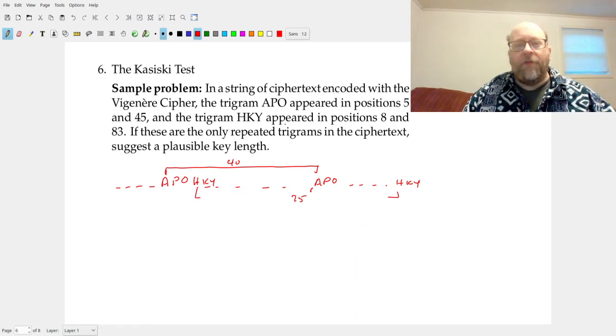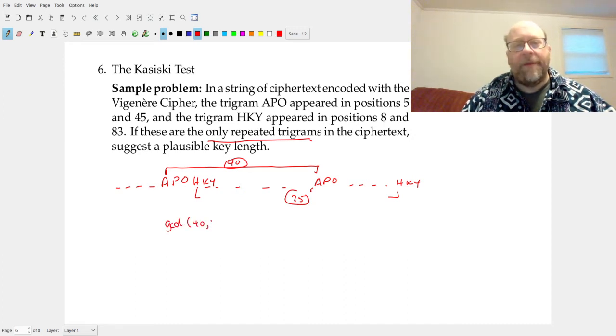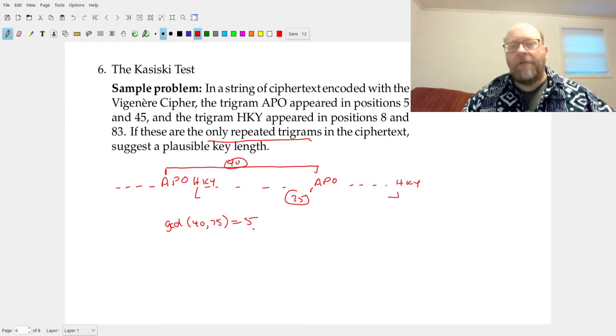If these are the only repeated trigrams in the ciphertext, suggest a plausible key length. We might want to try a factor of 40 and 75 first. And the GCD of 40 and 75 is 5. And so that's what we would try first.